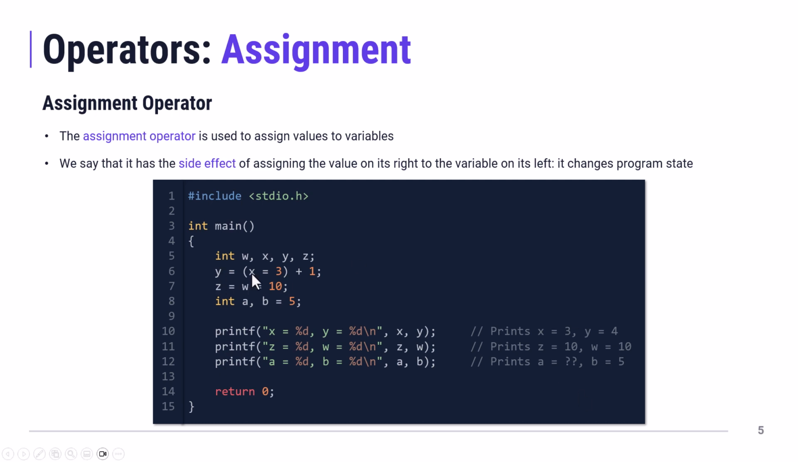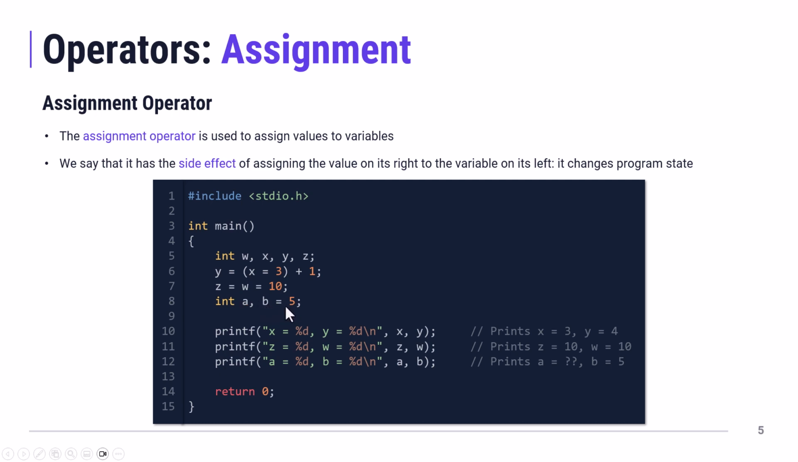So some examples of the assignment operator here. Here we're doing multiple assignments. So I'm assigning x to 3, and then that whole expression evaluates to 3, adding 1 to it, and that then assigns 4 to y. We can have multiple assignments on the same line. We say that the assignment operator is right associative. So what that means is we start from the right, we assign 10 to w, we then assign w to z, and so they both then are assigned the value 10.